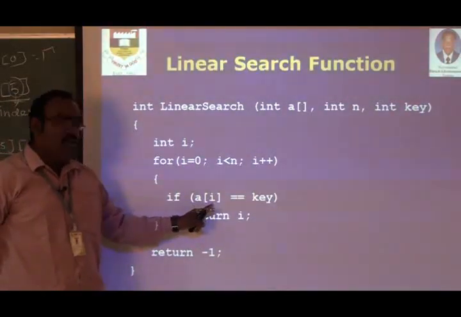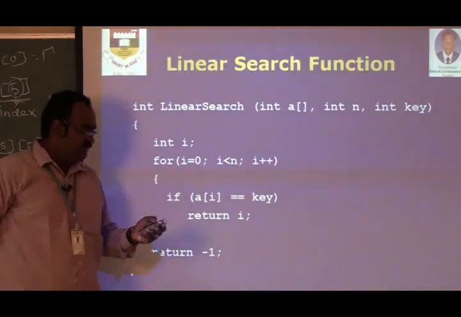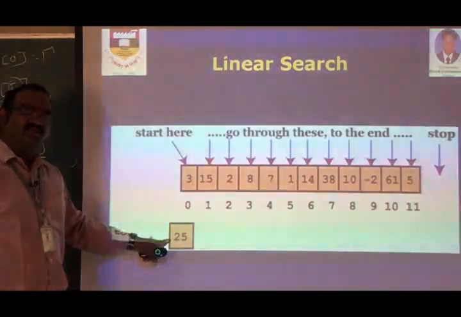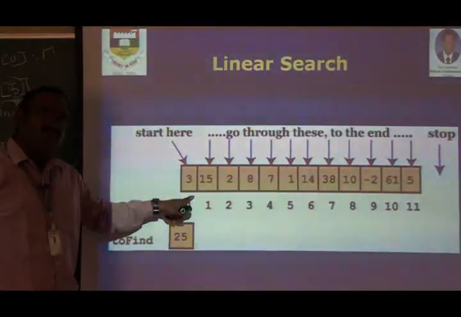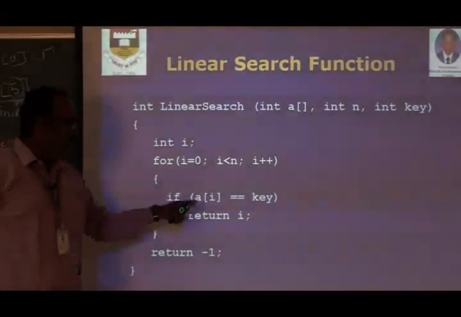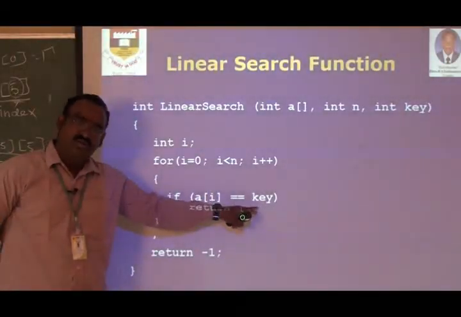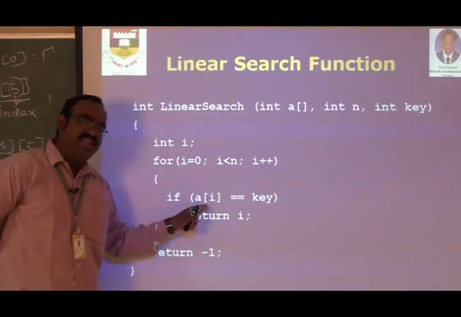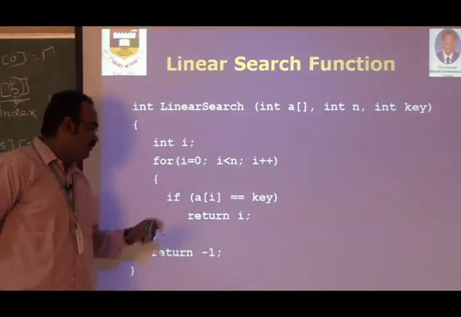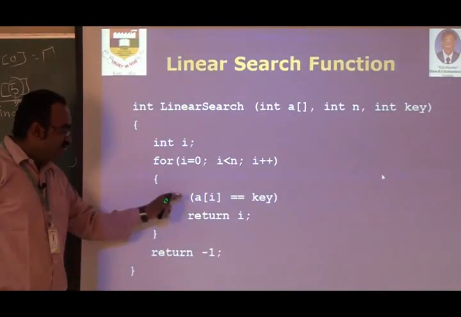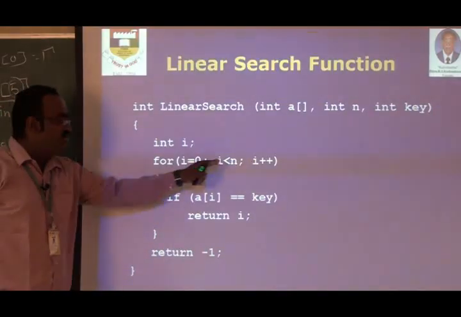Is a of 0 equal to the key, say 25? 25 is our key value. 12 is the size. So a of 0 is 3, right? So a of 0 is checked against 25. But the actual value in a of 0 is 3, so it does not match. So else, it goes on iterating, incrementing by 1.